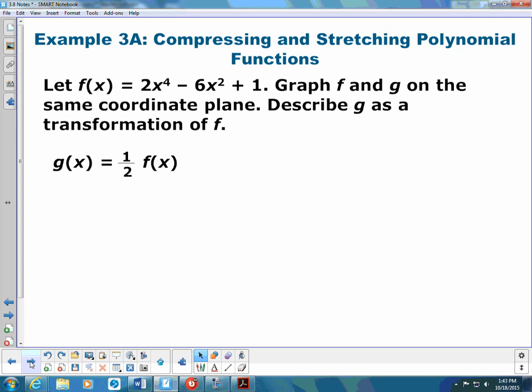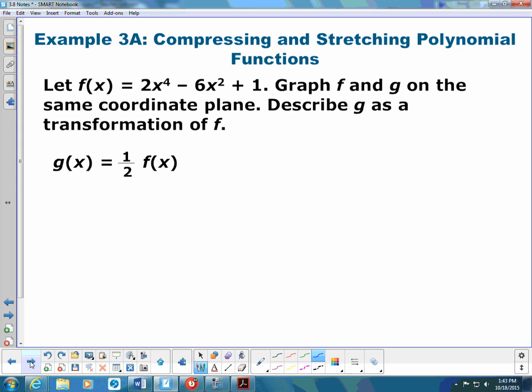Example 3 is going to talk about compressing and stretching functions, so horizontally and vertically. In this case, our f of x function is 2x to the fourth minus 6x squared plus 1. And again, we'll graph these on our calculator to see the differences as soon as we figure out what it should look like. So first off, how will we describe this transformation?